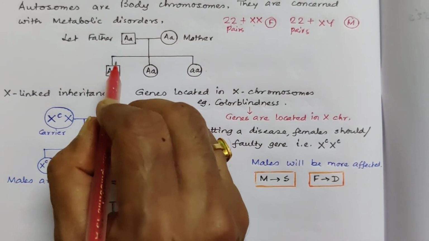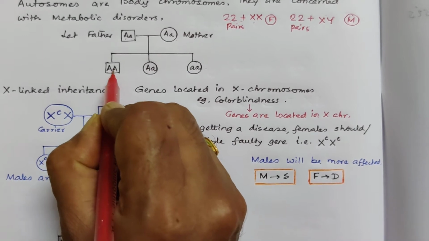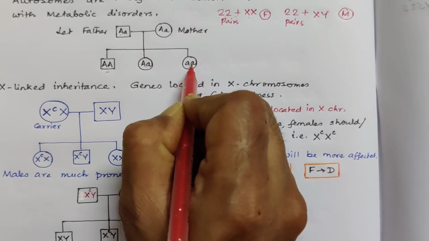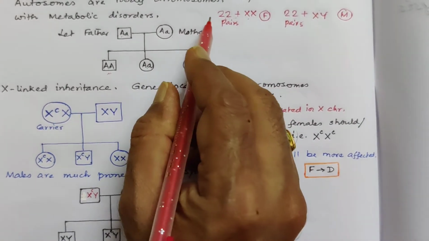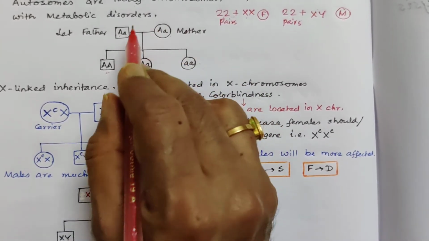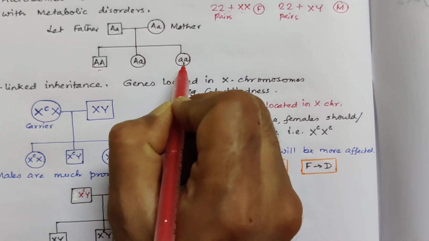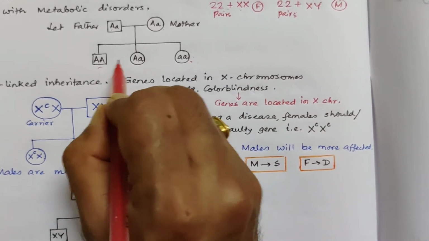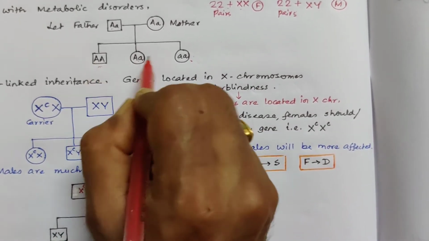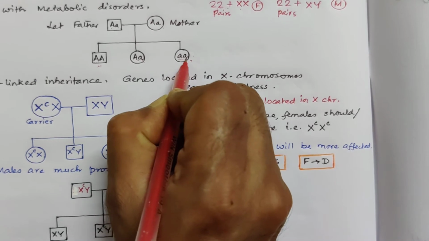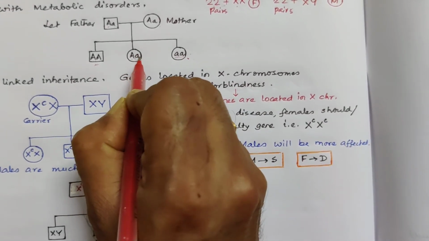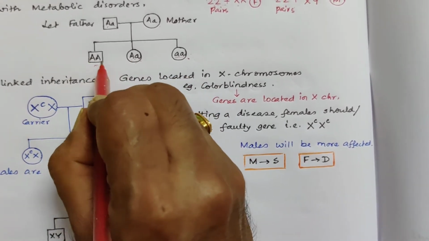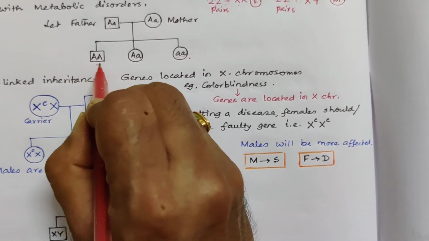Suppose it's a dominant trait, then this is a diseased person, this is also a diseased person, and this is not a diseased person. But if the question is that it is recessive, then only this one will be a diseased person. Others are not diseased, because if the trait is recessive, then this dominant will suppress this recessive and that will not be an affected person. And here both are dominant, that means it is not a diseased person.